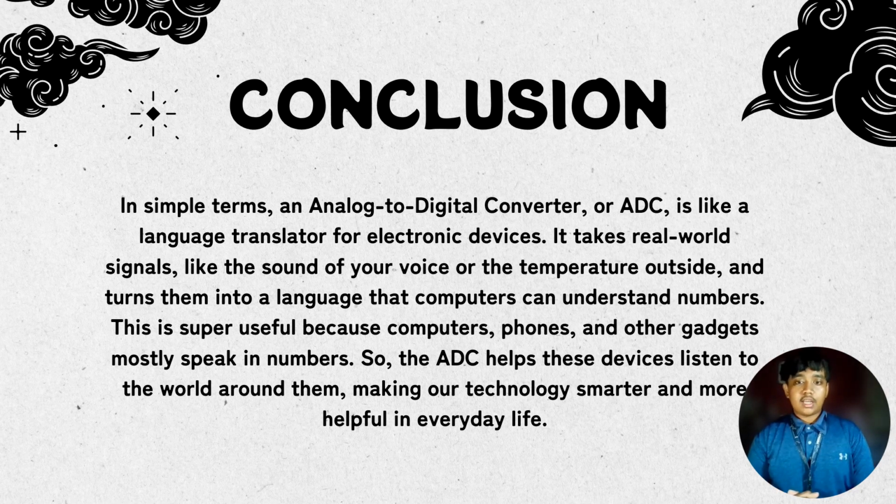Conclusion. In simple terms, an analog to digital converter, or ADC, is like a language translator for electronic devices. It takes real world signals like the sound of your voice or the temperature outside and turns them into the language that computers can understand: numbers. This is super useful because computers, phones, and other gadgets mostly speak in numbers. So the ADC helps these devices listen to the world around them, making our technology smarter and more helpful in everyday life.